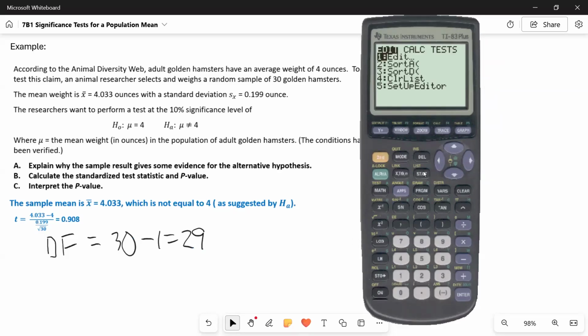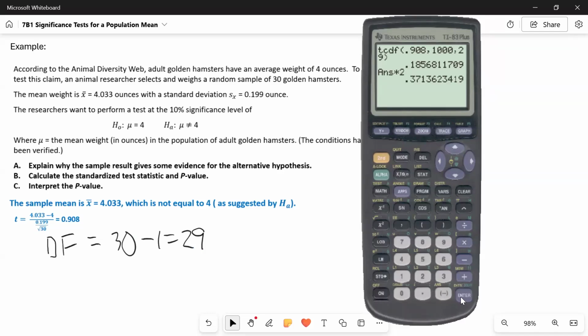So we go second stat, second variables, tcdf, and our lower is 0.908. We would do an upper of 1000, and then the degrees of freedom, 29. And we get 0.18, but we have to double this because it's a two-tailed test, so multiply that by 2.